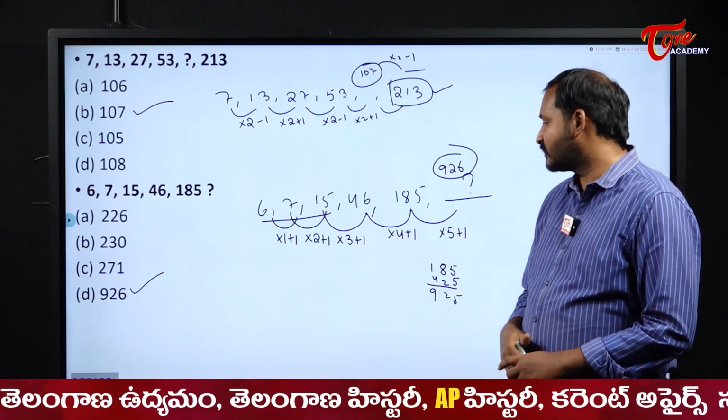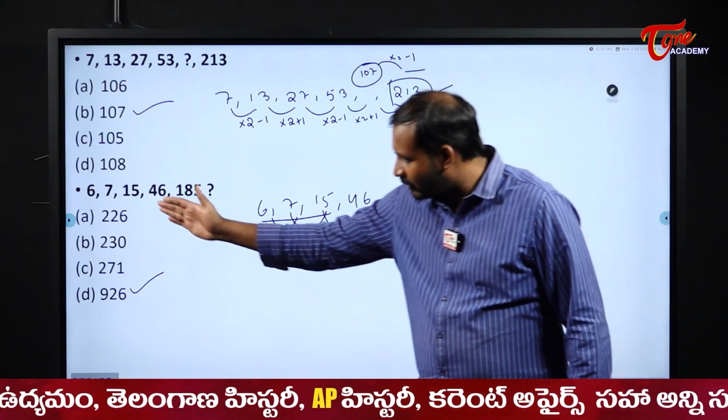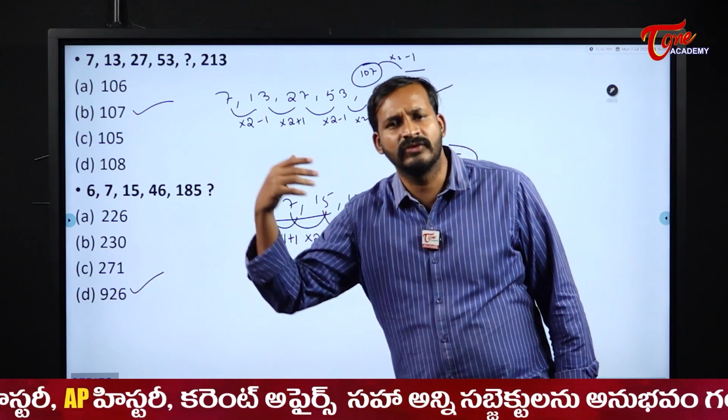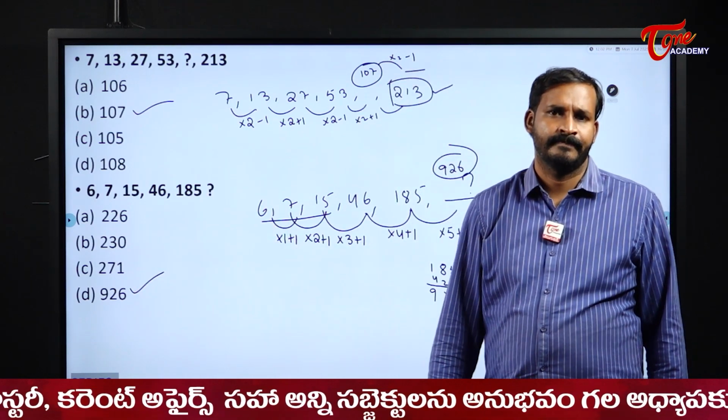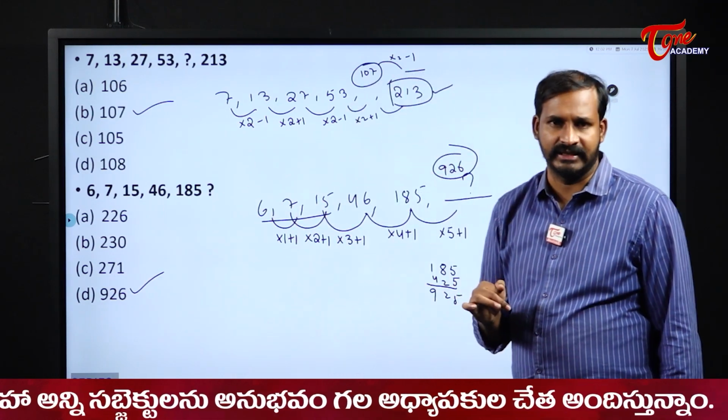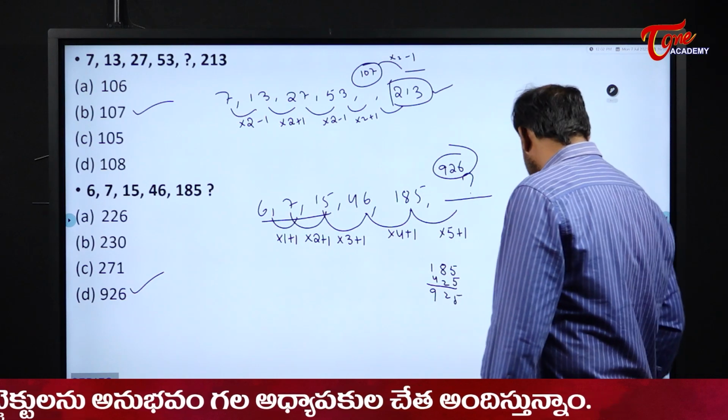See here, students, or else 185 into 5. Anyway, among the options, only one option is a very big number, that is 926. So then you can opt for that as your answer. No worries, you can opt for that as your answer. You will get the answer very easily. Okay, right? Next one.